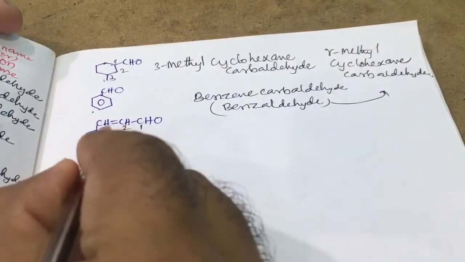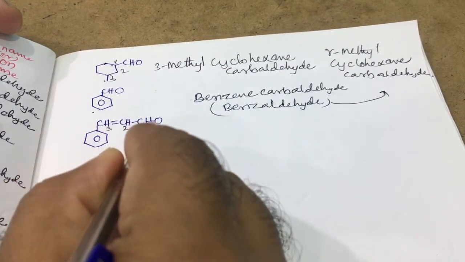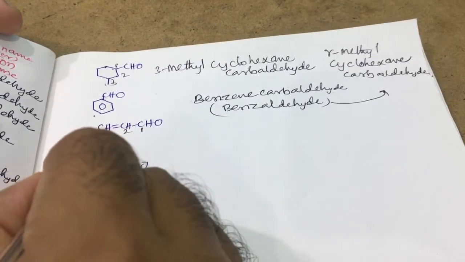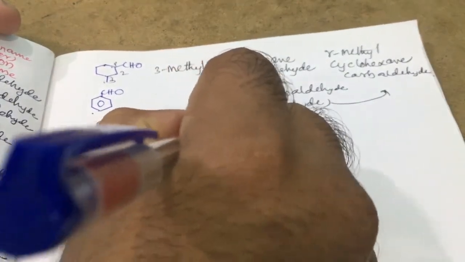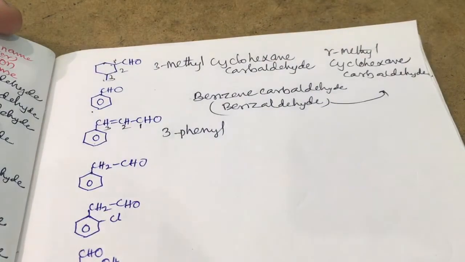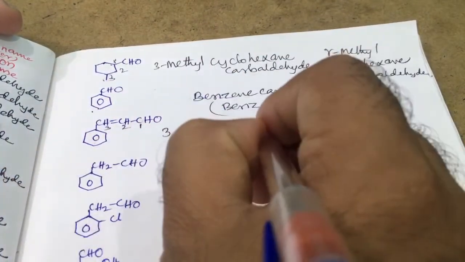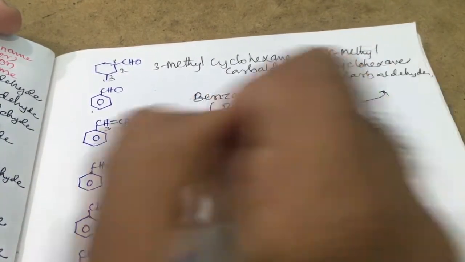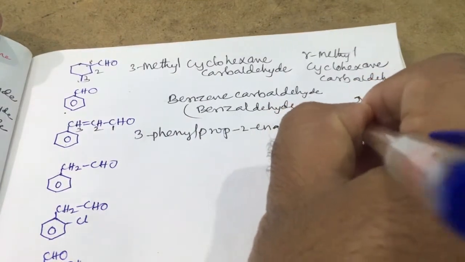When a side chain has a multiple bond as a functional group, that is considered the principal chain, and the benzene ring is a substituent. Then the third position is a phenyl group, so it is called 3-phenyl. Total 3 carbons, prop, second position double bond, 2-ene, remove E, add Al. So 3-phenylprop-2-enal. The common name, already discussed somewhere, is cinnamaldehyde.